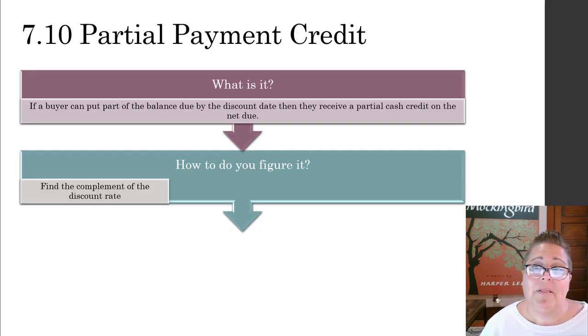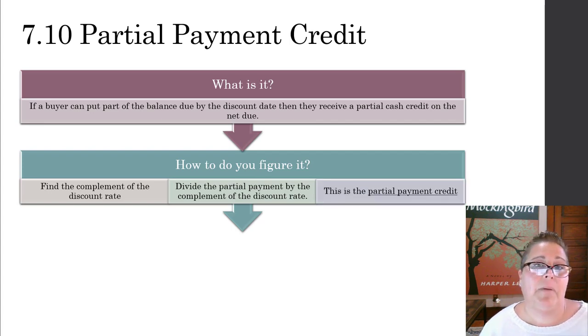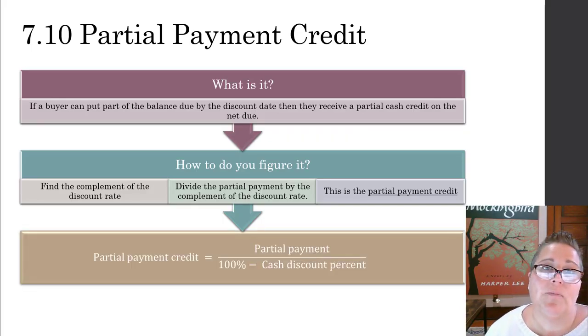We find the complement of that discounted rate and we divide the payment by it. That gives us what's known as a partial payment credit. This partial payment credit will always be more than the partial payment itself. There is a formula. The formula for the partial payment credit is directly below here.